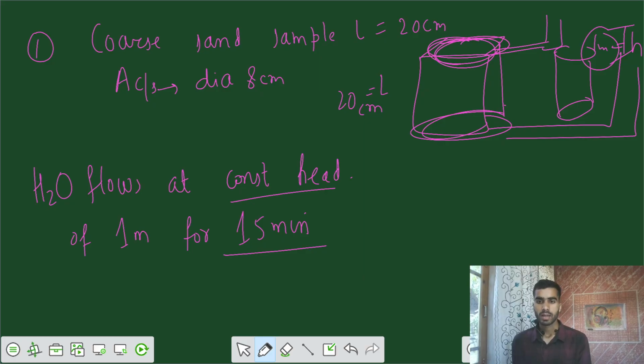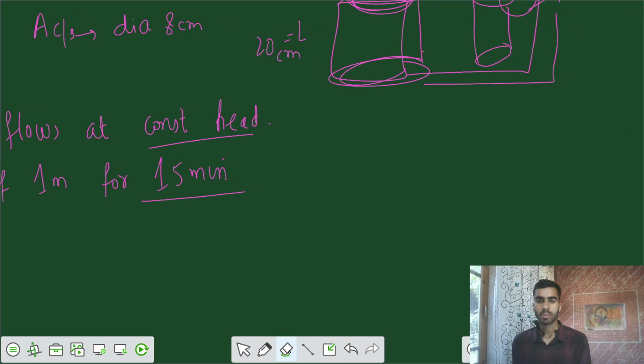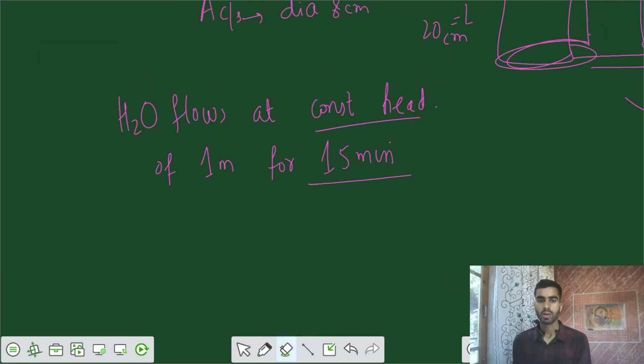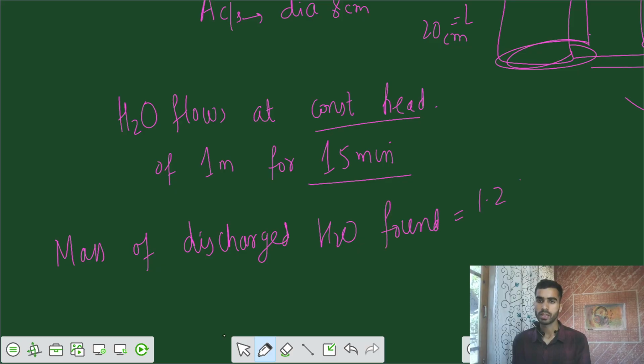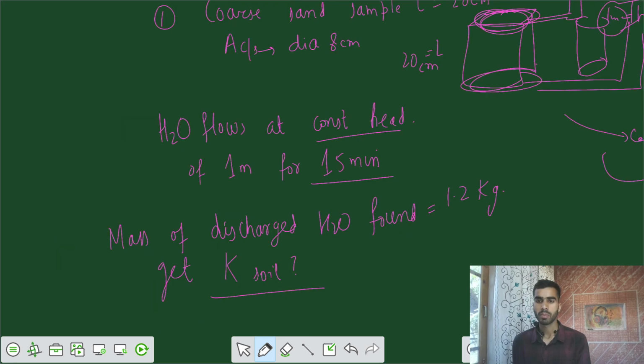And we say how much water we have collected from the bottom. The mass of discharge water found was equal to 1.2 kg, and we need to get the permeability of the soil sample, the coefficient of permeability of the soil.